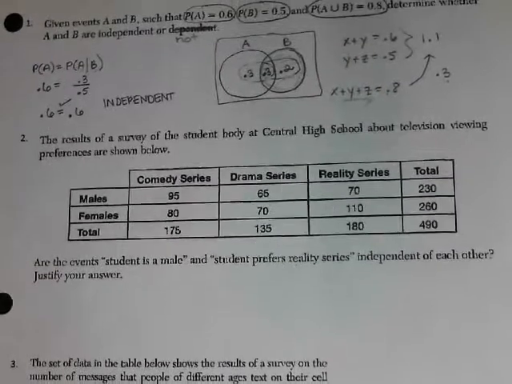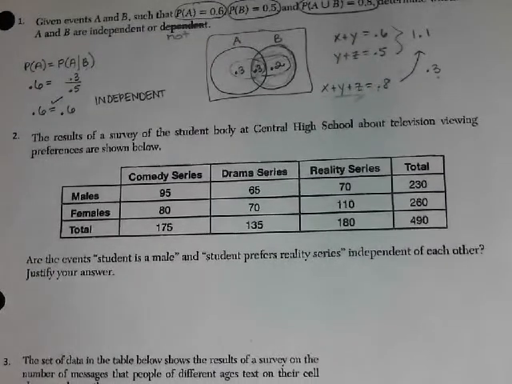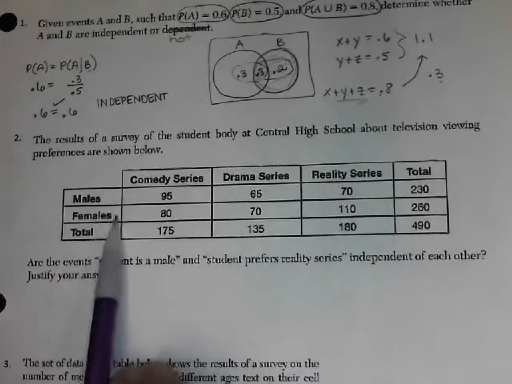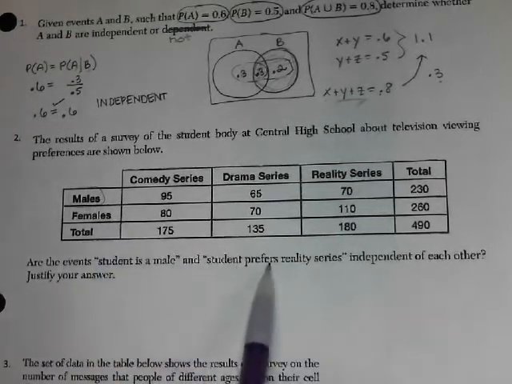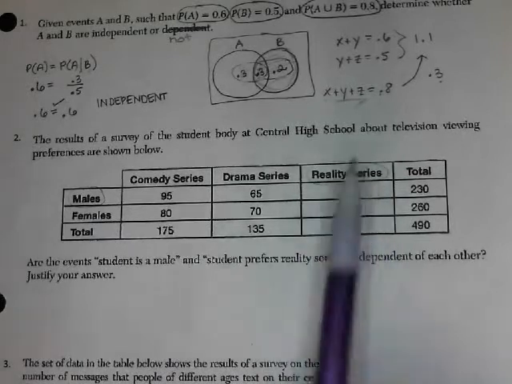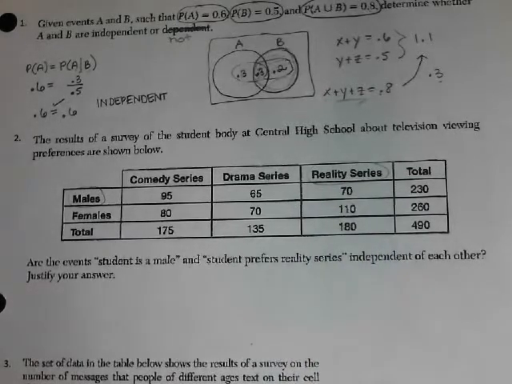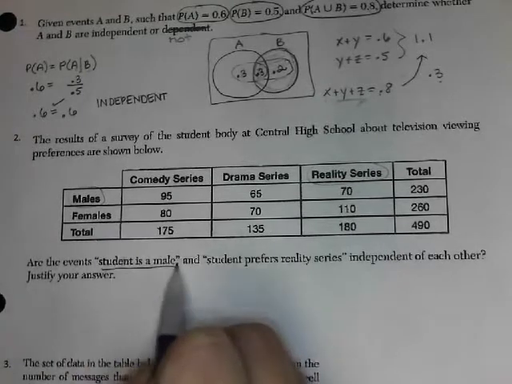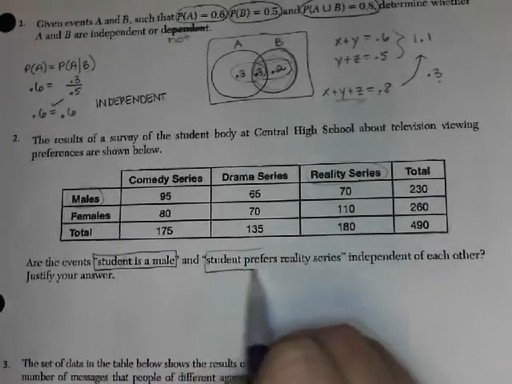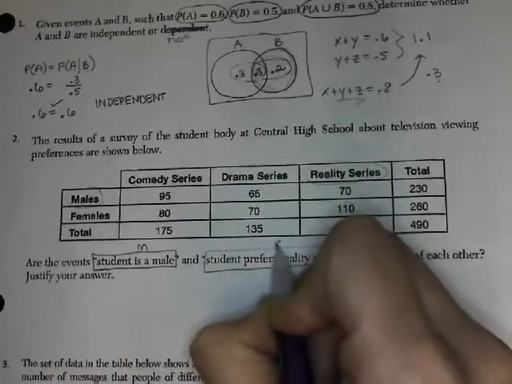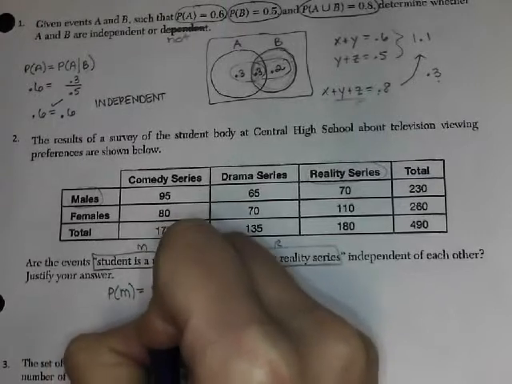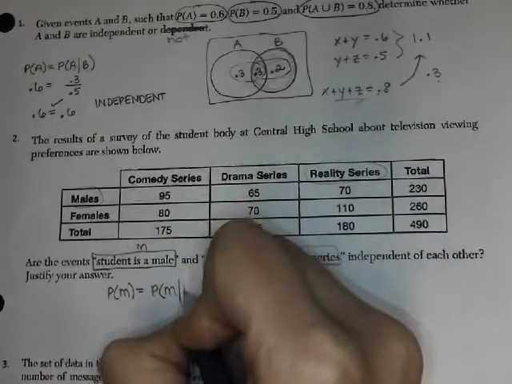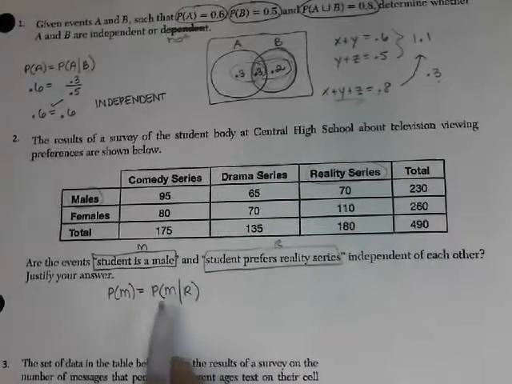The next example focuses on, again, independence. We're looking at series preference and gender. Are the events student is a male and student prefers a reality series independent of each other or not? Justify your answer. So if you're looking at male and preferring a reality series, we'll call this M and we'll call this R. We would calculate the probability of male and compare that to the probability of a male given your restriction to R.